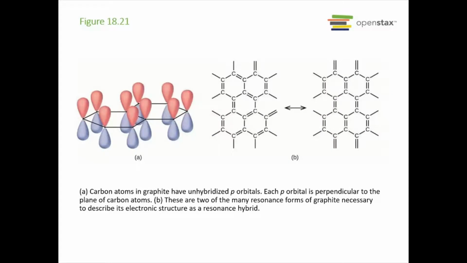So this is also looking more at graphite. You have the unhybridized p orbitals. If you remember, those don't hybridize. So now they're able to overlap to make pi bonds. And then B, you can see a couple of the resonance forms of graphite with the double bonds kind of being shared. So one way that people might draw it, please excuse my terrible drawing of hexagons.